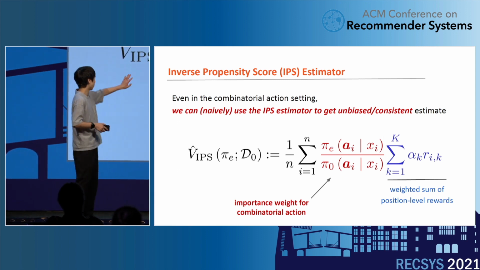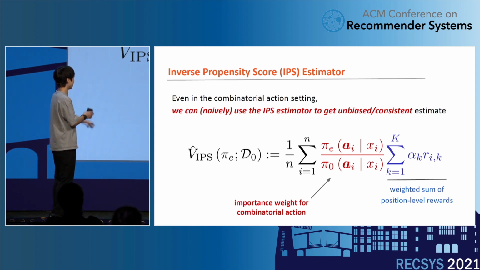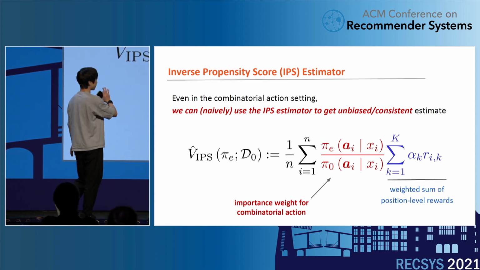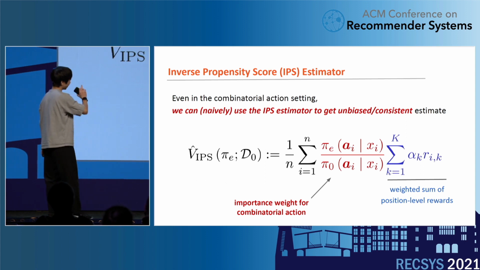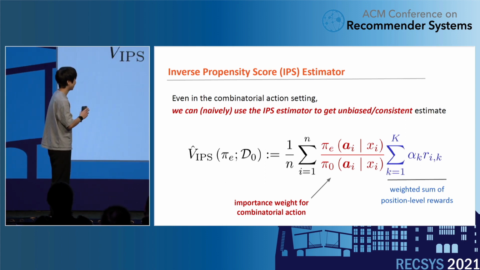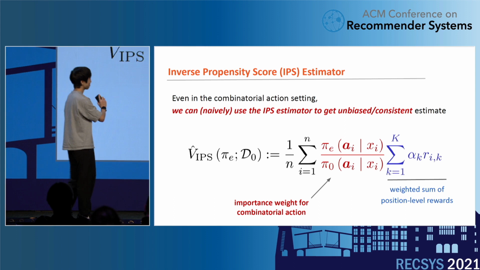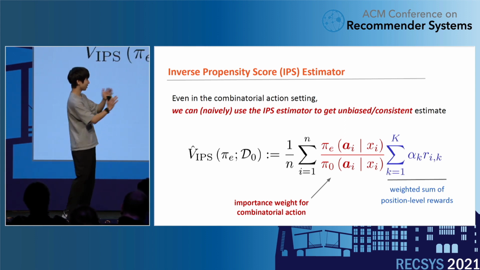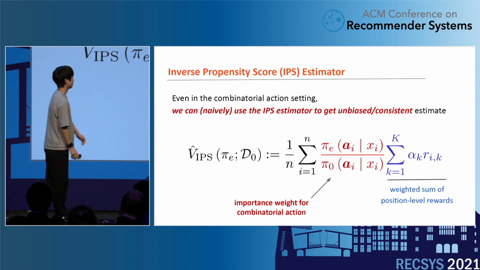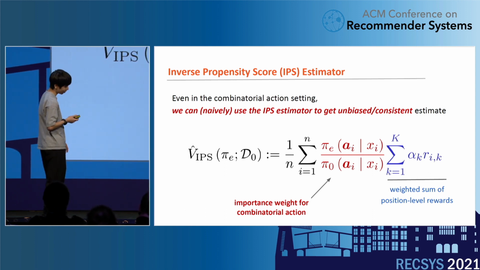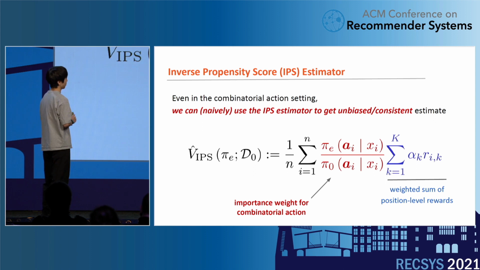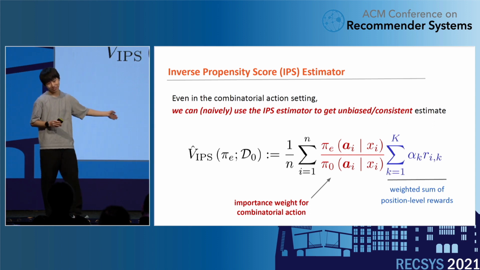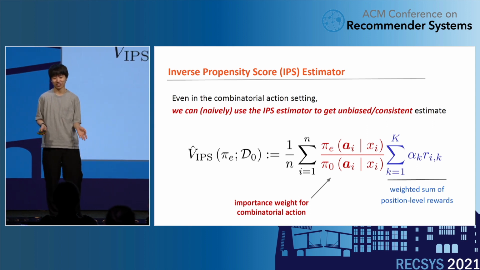The weight is importance weight. The importance weight is now over the combinatorial action vector. That's one tiny difference in notation, but what it does is just the same. And the reward observation is now the summarization of the k different reward observations, but this is just the weighted average of the reward observations. So this is the naive application of the IPS estimator to the combinatorial action setting. We should be able to do this because combinatorial action is still a discrete action.